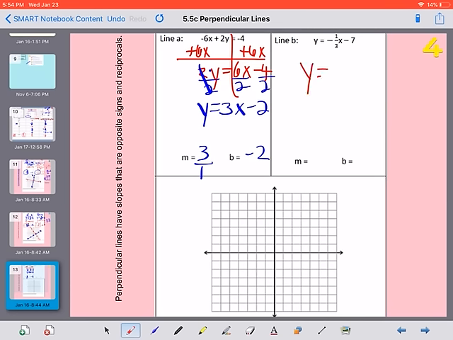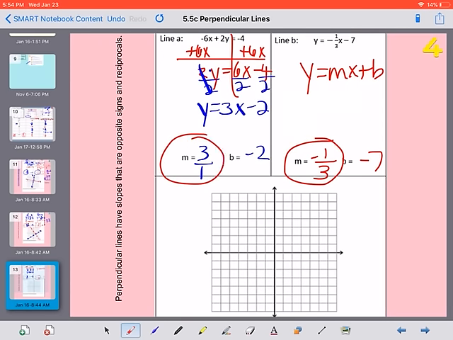This other one is already solved for y. So b is -7 and m is -1/3. Look at your slopes. Are they opposite reciprocals, positive, negative, and flipped? Yes, they are. So we can graph them. First one begins at -2, and our slope is rise 3 over 1, up 3 and 1 to the right, or down and left.